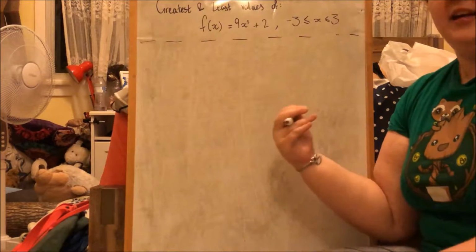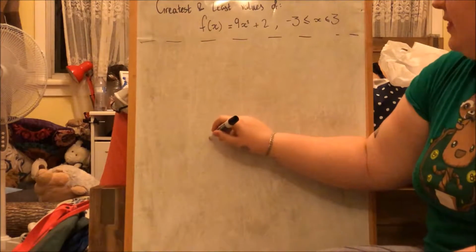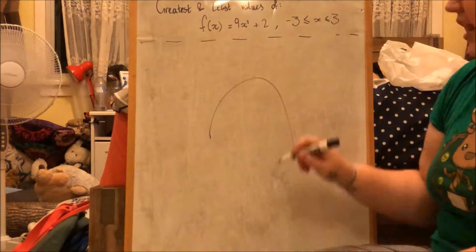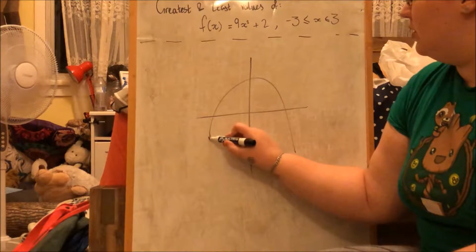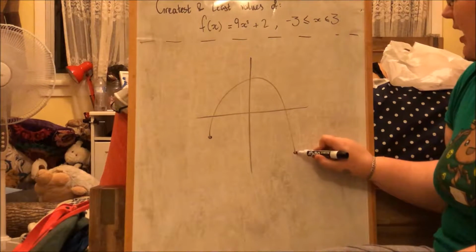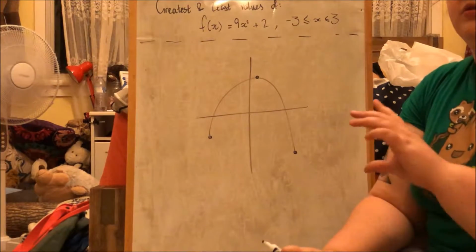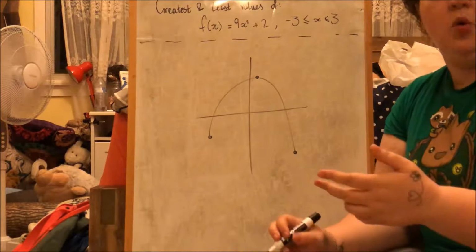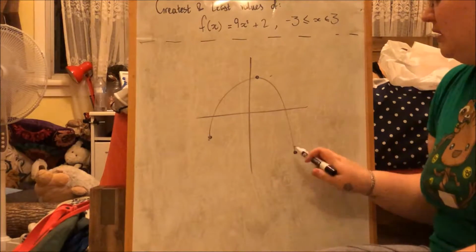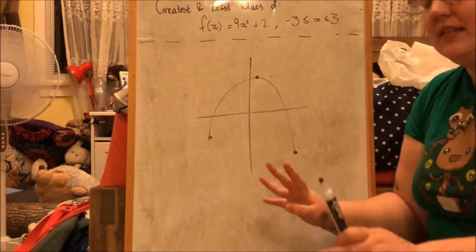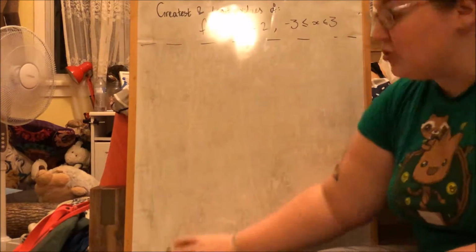In order to find the greatest and least values, when you have a curve like this one, 9x squared plus 2, that's going to look like this or something. Not exactly like that. So your greatest and least values are going to be one of two types of point. It's either going to be the maximum or the minimum value, or it's going to be the points on the boundary. So the only thing we need to find are our maximum and minimum values and our boundary points.